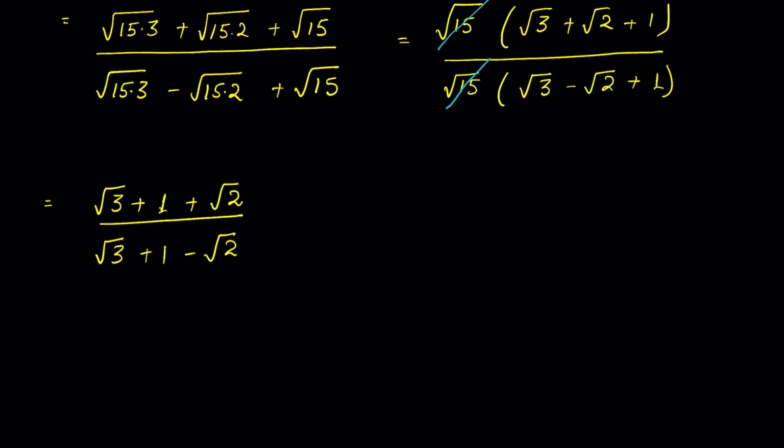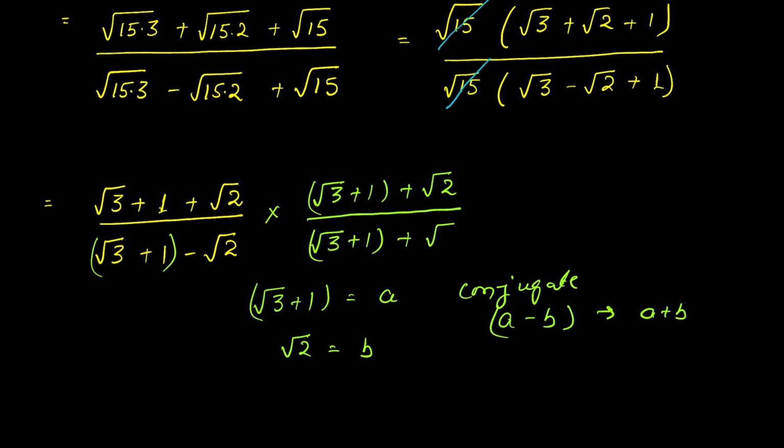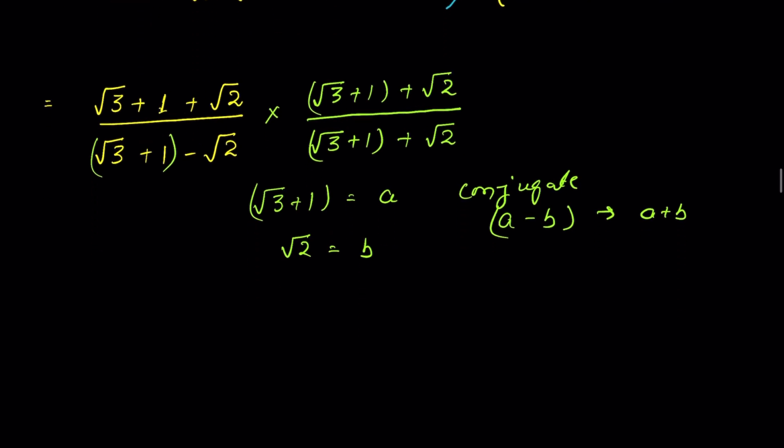To rationalize the denominator, what do we do? We multiply and divide it by the conjugate of the denominator. Now let's say in the conjugate we have square root of 3 plus 1 equals a and square root of 2 equals b. So the conjugate of a minus b will be a plus b. So we multiply and divide it by square root of 3 plus 1 plus square root of 2 upon square root of 3 plus 1 plus square root of 2. We multiply and divide by the same number because it's like multiplying by 1 and we are not changing anything in the question.